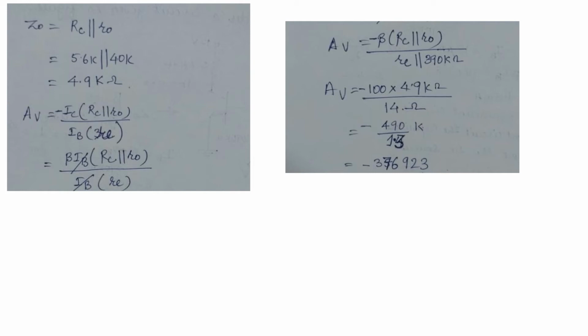Now this particular condition comes when this is the overall voltage gain. That is why the factor 390 kilo ohms has come into the picture. Here we are simply considering across re. So I'll just draw the input condition. This is your re. Fine.